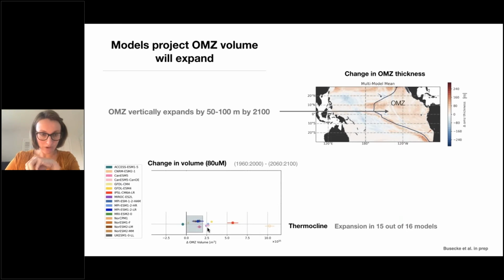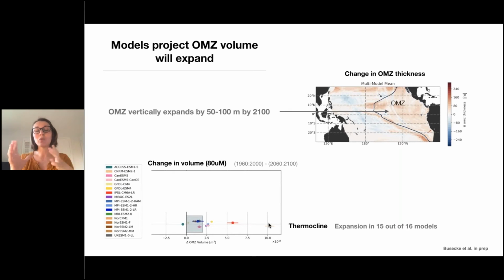More quantitatively, if we look at the volume, here I show the change in volume in all those models. You see that 15 out of the 16 models show that there will be an expansion of that OMZ by 2100, except for one, which is really close to zero. What you see also is that they span a wide range, so the magnitude is very different across models, but they all say it's going to expand.